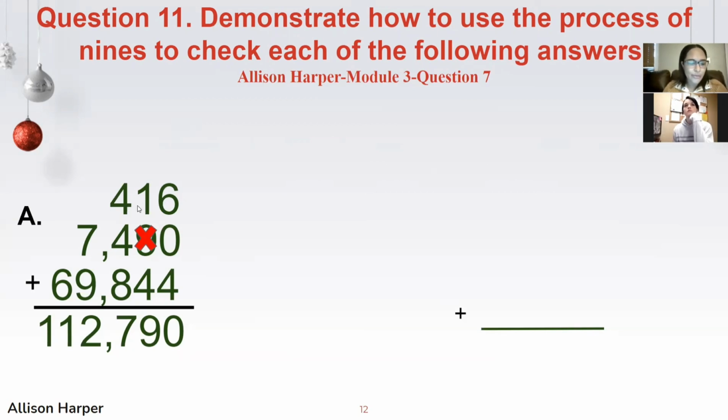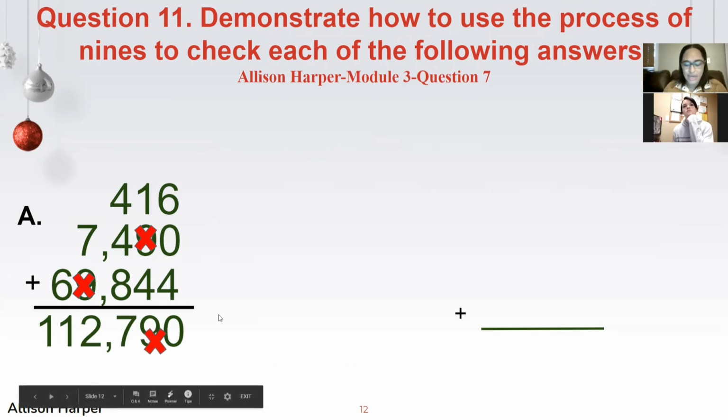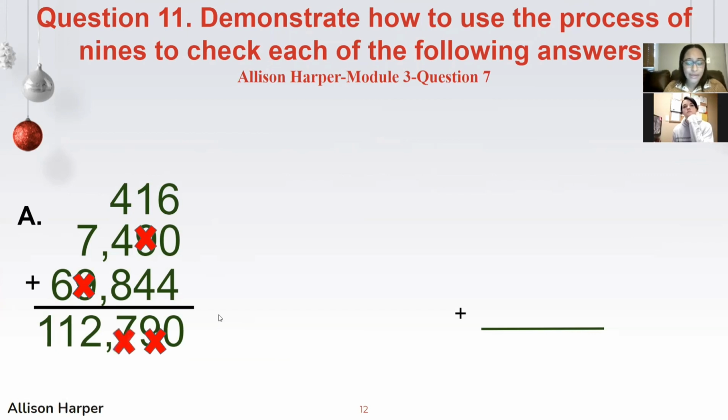So in our 416, there are no 9s, but if we look at our 7,490, we see a 9. So we're going to go ahead and cross that out. And in our 69,844, there's another 9. So we're going to get rid of that. And in our answer, 112,790, we're going to cross that 9 out as well. But also 7 plus 2 equals 9. So we're going to get rid of those two as well.